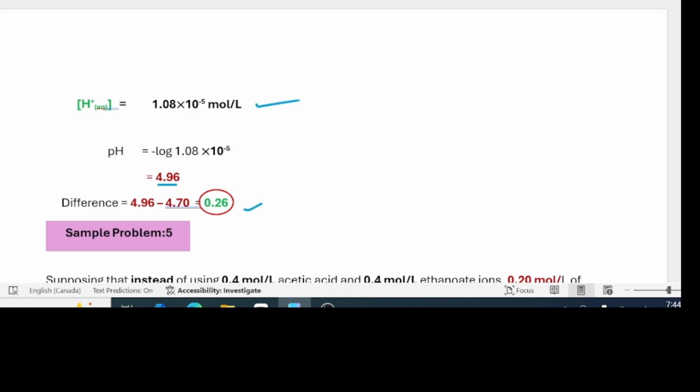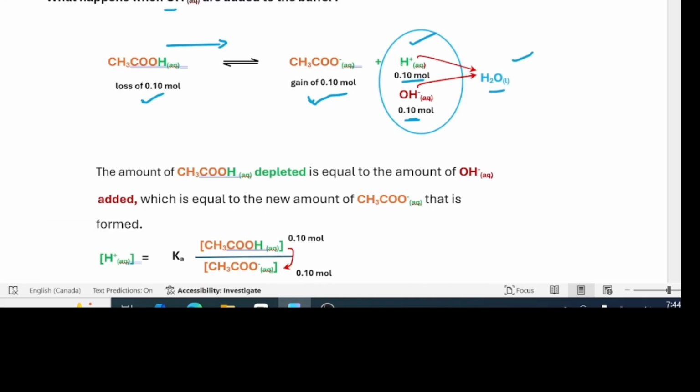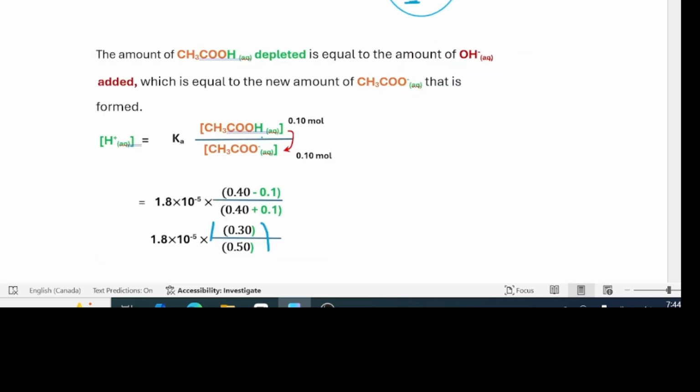One more time quickly. When you add OH ions to the buffer, they combine with hydrogen ions to form water, and to replace that, according to Le Chatelier's principle, acid molecules break up to give you these ions. So the shift happens now from top to bottom.